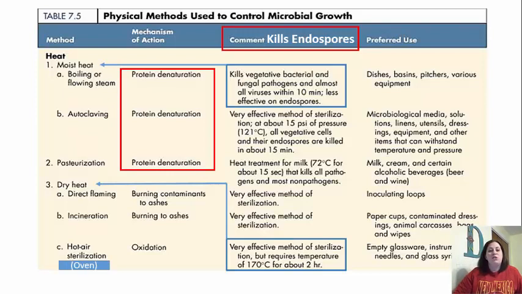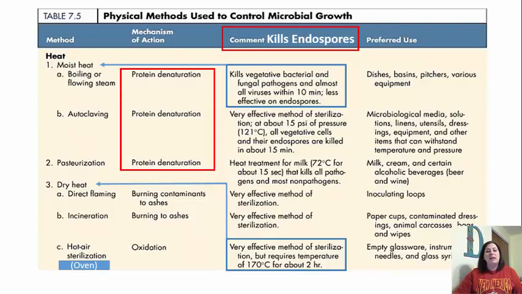Another thing deals with the dry heat. When we're looking at dry heat, you can do it directly over a flame. This would be like Bunsen burners or things like that, but normally it turns the contents to ashes. Also, incineration burns things to ashes. So if you're wanting to keep certain things, then we obviously don't want to use that. Another way is hot air sterilization, which is like an oven. This is a very effective method of sterilization, but it requires temperatures of 170 degrees for a long time, okay, for 2 hours. So it could take a lot longer.